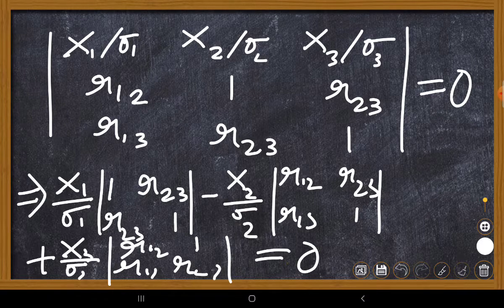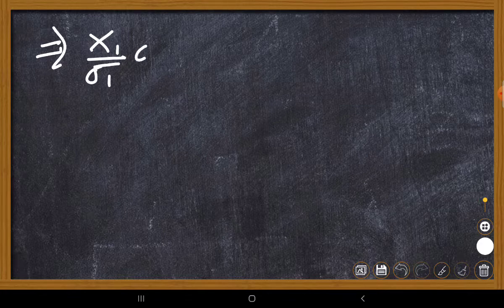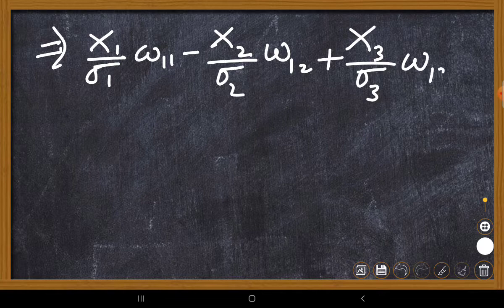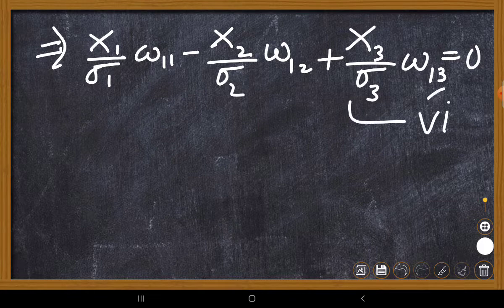If you denote each of these determinants by omega 11, omega 12, and omega 13, you will have x1 by sigma 1 omega 11 minus x2 by sigma 2 omega 12 plus x3 by sigma 3 omega 13 equal to 0. You keep this as equation 6. This will be your plane of regression expressed in terms of determinants.